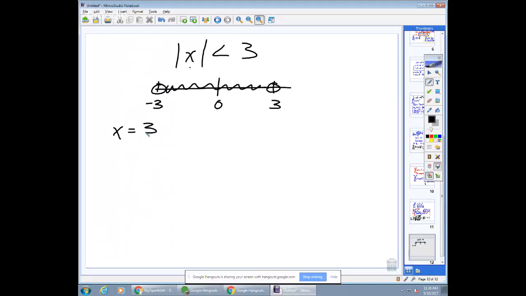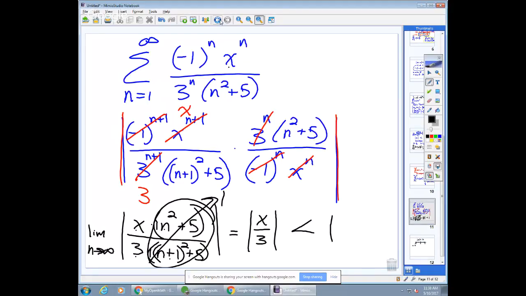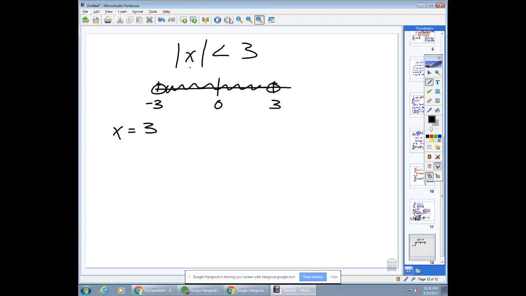So x equals 3. If we plug it back into that craziness right there, let's see. Ooh, this is kind of nice. That'll be 3 to the n over 3 to the n. So then I'll just get negative 1 to the n over n squared plus 5. So then I'll have the sum as n goes from 1 to infinity of negative 1 to the n over n squared plus 5.